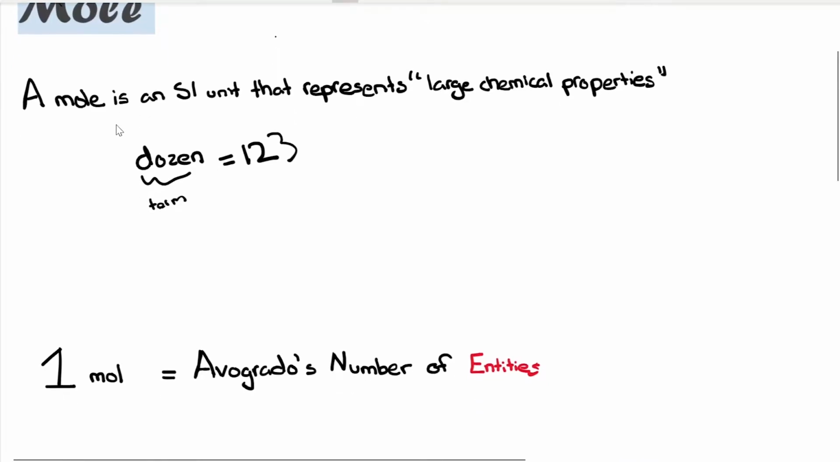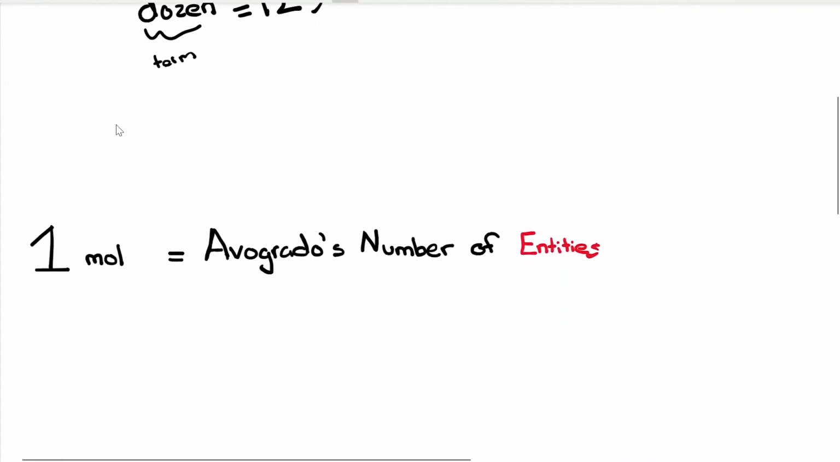So here's another definition that I wrote out here at the bottom, and it's that 1 mole is equal to Avogadro's number of entities, or to be more specific, chemical entities. So from this, you may have a few questions. The first being, what's Avogadro's number? Avogadro's number has been experimentally defined as this: 6.022 times 10 to the 23. As you can see, that is a very, very large number.